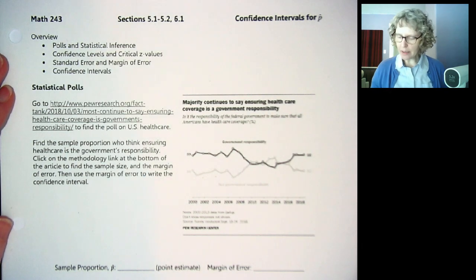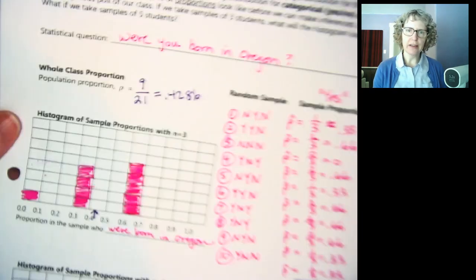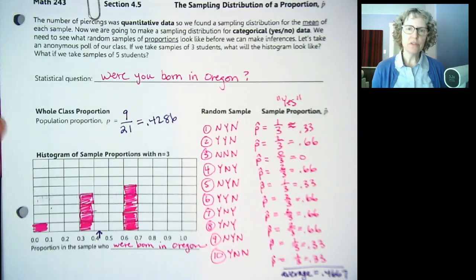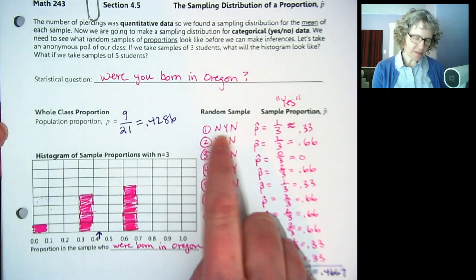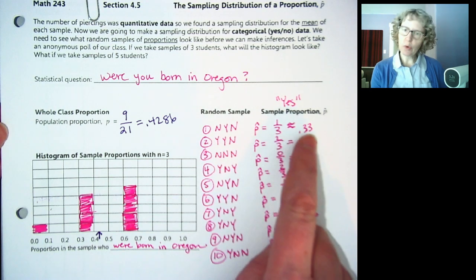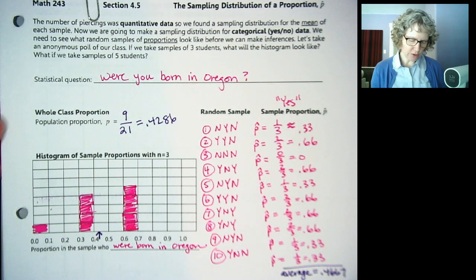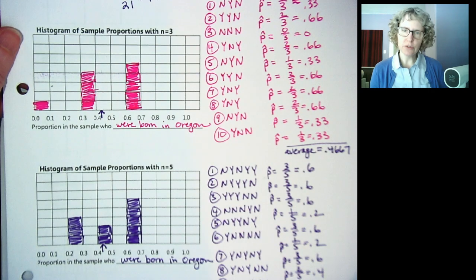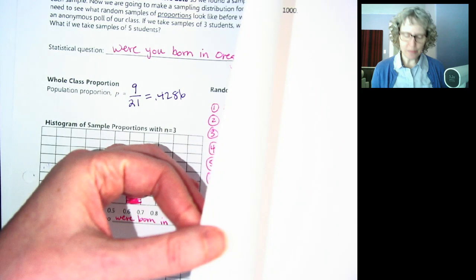What we did with sampling distributions, you remember we've probably done something like this, where we took a survey, and what we did was we repeated random samples. So we took first a sample size of 3, and we averaged them. We figured out the proportion who said yes, and we did that for many, many samples, and we got a distribution. And we did it with a bigger sample size of 5. We got a distribution. All of this was to learn how random samples behave.